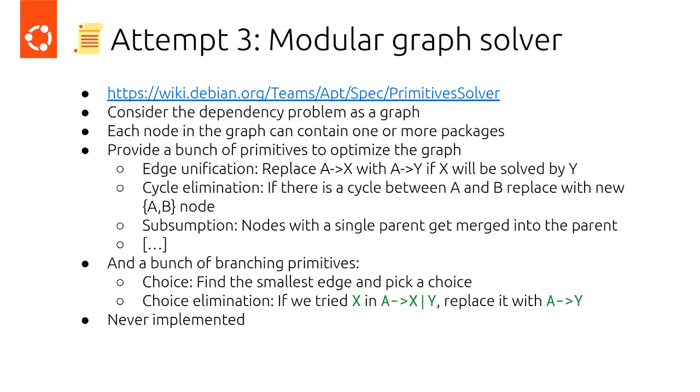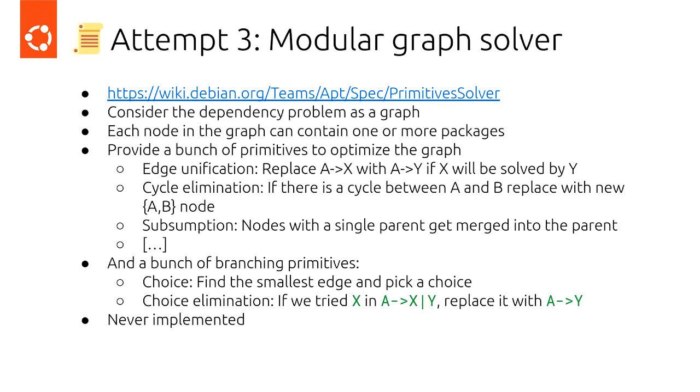And then you can provide a bunch of primitives to optimize that graph. So you can replace an edge that leads to one set of packages with another edge that leads to a smaller set of packages. You can eliminate cycles by merging the nodes together. So if A depends on B and B depends on A, you can replace the nodes A and B with a node A and B. And yeah, nodes with a single parent get merged into the parent. There were a couple more primitives. You can look at the wiki page if you want to find out more.